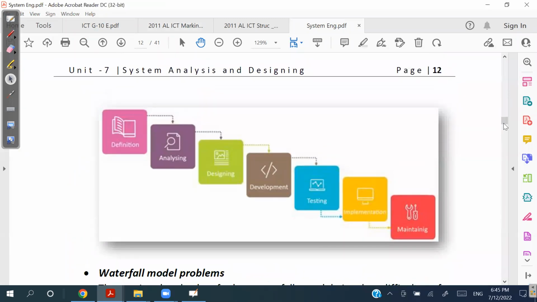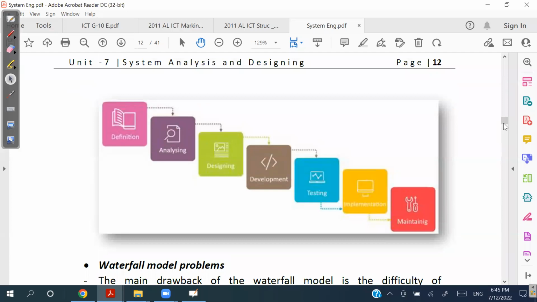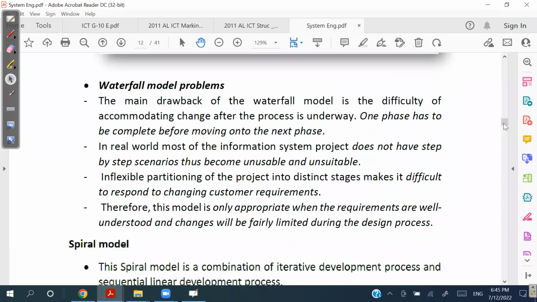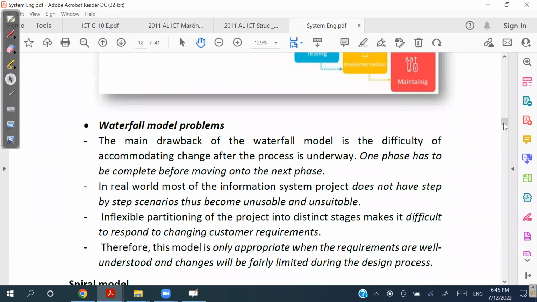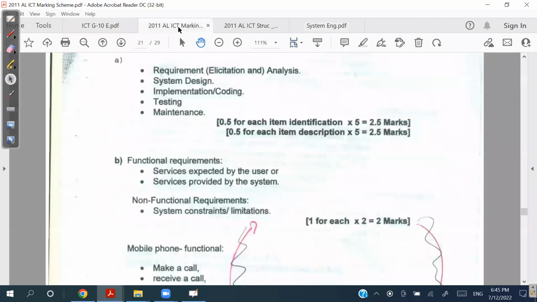Yeah, you better go with these things: system definition, system analysis, system designing, development, testing, implementation, and maintenance. And it's better you briefly discuss what's going on with these phases. It doesn't matter whether it is the waterfall or the spiral or whatever that we are talking about. It's the general thing that we have to discuss, right?